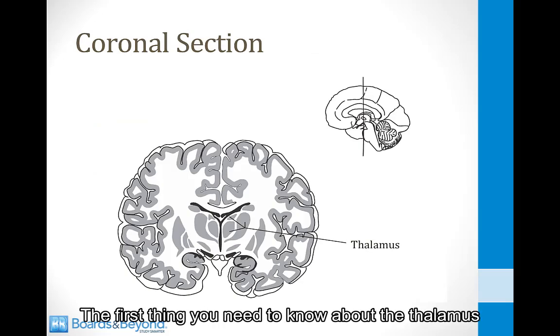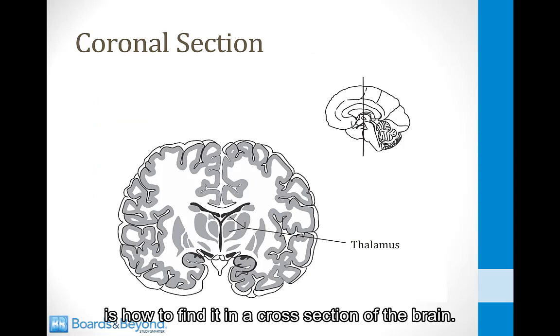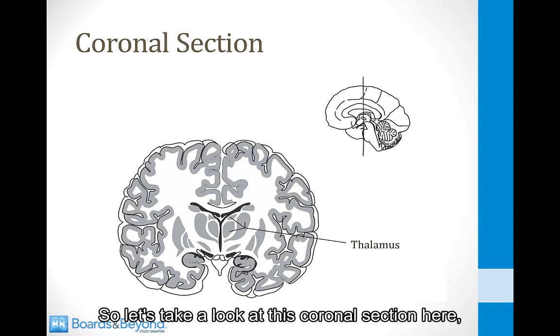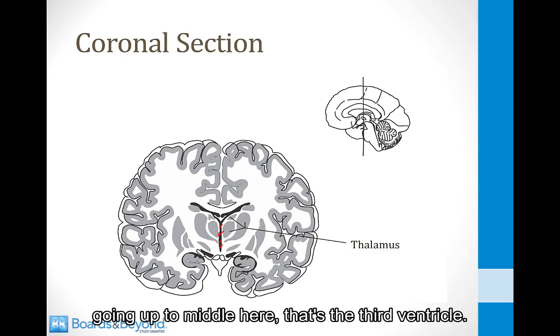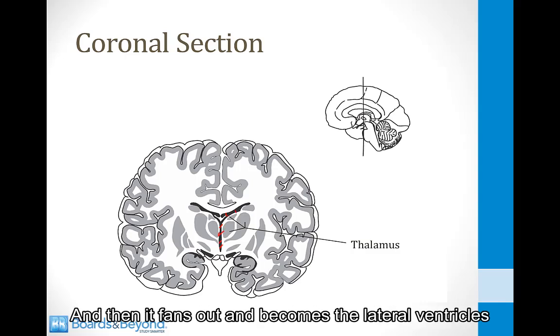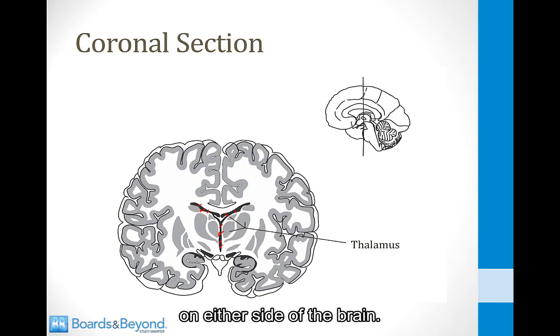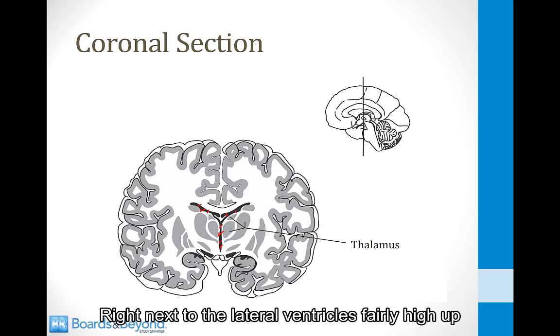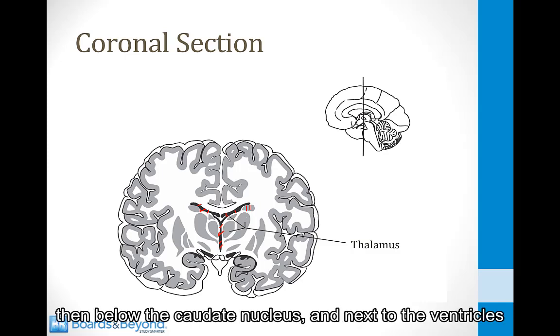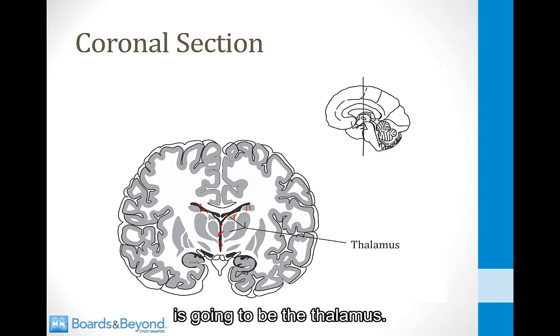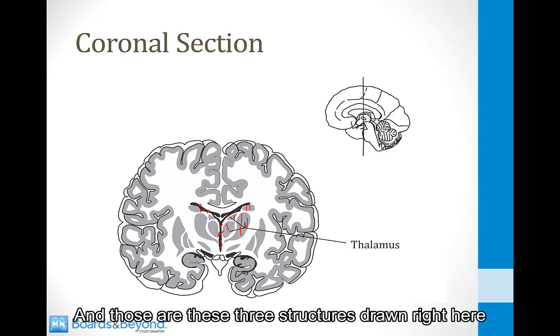The first thing you need to know about the thalamus is how to find it in a cross-section of the brain. So let's take a look at this coronal section here, and I'm going to use a red pen and mark some of the structures. So notice that we have a black structure going up the middle here. That's the third ventricle, and then it fans out and becomes the lateral ventricles on either side of the brain. Right next to the lateral ventricles, fairly high up, is always going to be a gray structure, and that is the caudate nucleus. And when you're this far back and you can see the third ventricle in your coronal section, then below the caudate nucleus and next to the ventricles is going to be the thalamus. And those are these three structures drawn right here in gray.